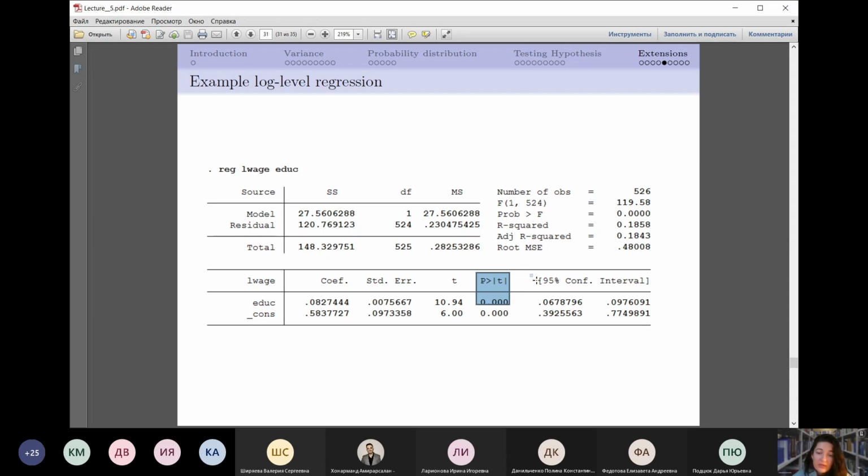And also we can take a look at the confidence interval. If this confidence interval includes 0, it means that the coefficient is not statistically significant. In our case, we have a range of positive numbers without the 0 here. And so again, we can conclude that our coefficient is statistically significant.